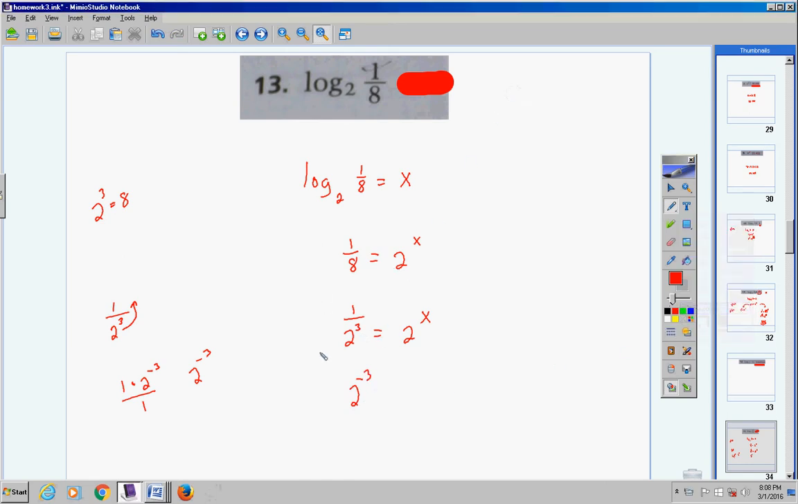Now students, if you don't quite understand where this came from, look again over here, okay? We had 1 over 2 to the 3rd power. We realized we didn't want a fraction, so we brought this up top, which made this 3 become negative. The base does not change, the exponent changes. So now I have 2 to the negative 3rd equals 2 to the x. Well, I have like bases, so these exponents have to equal each other. 2 to the negative 3rd equals 2 to the negative 3rd, so x has to be negative 3.